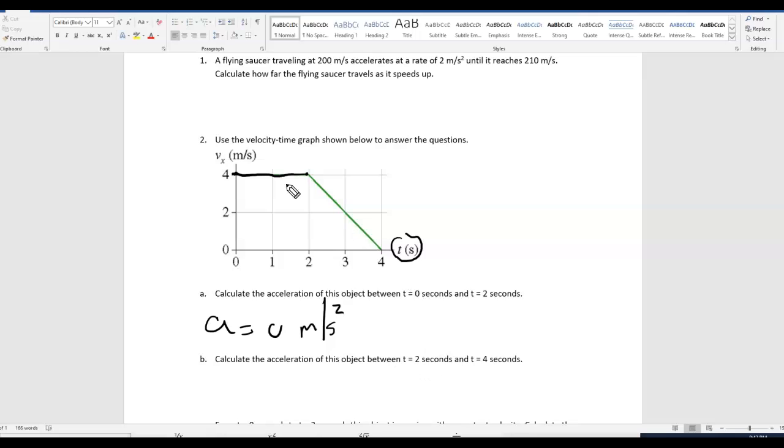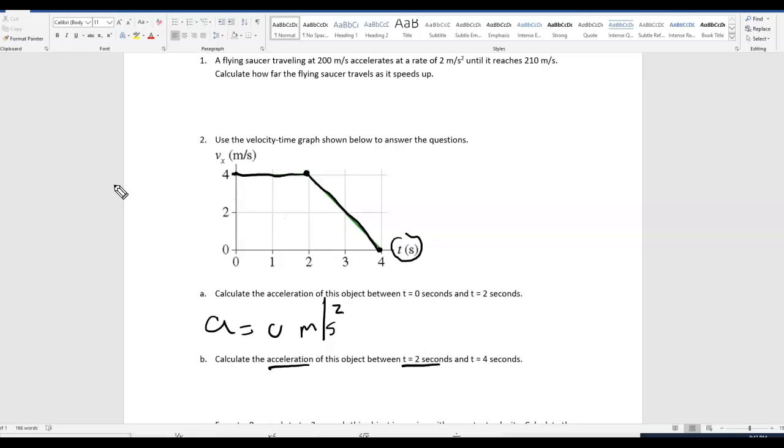Now, for 2b, calculate the acceleration of the object between t equals 2 seconds and t equals 4 seconds. Again, these are x values. Here's t equals 2 seconds right here, and t equals 4 seconds is right here. So basically this is asking me about the second segment of the graph. I want to find the acceleration on a velocity time graph, and that can be found by taking the slope.